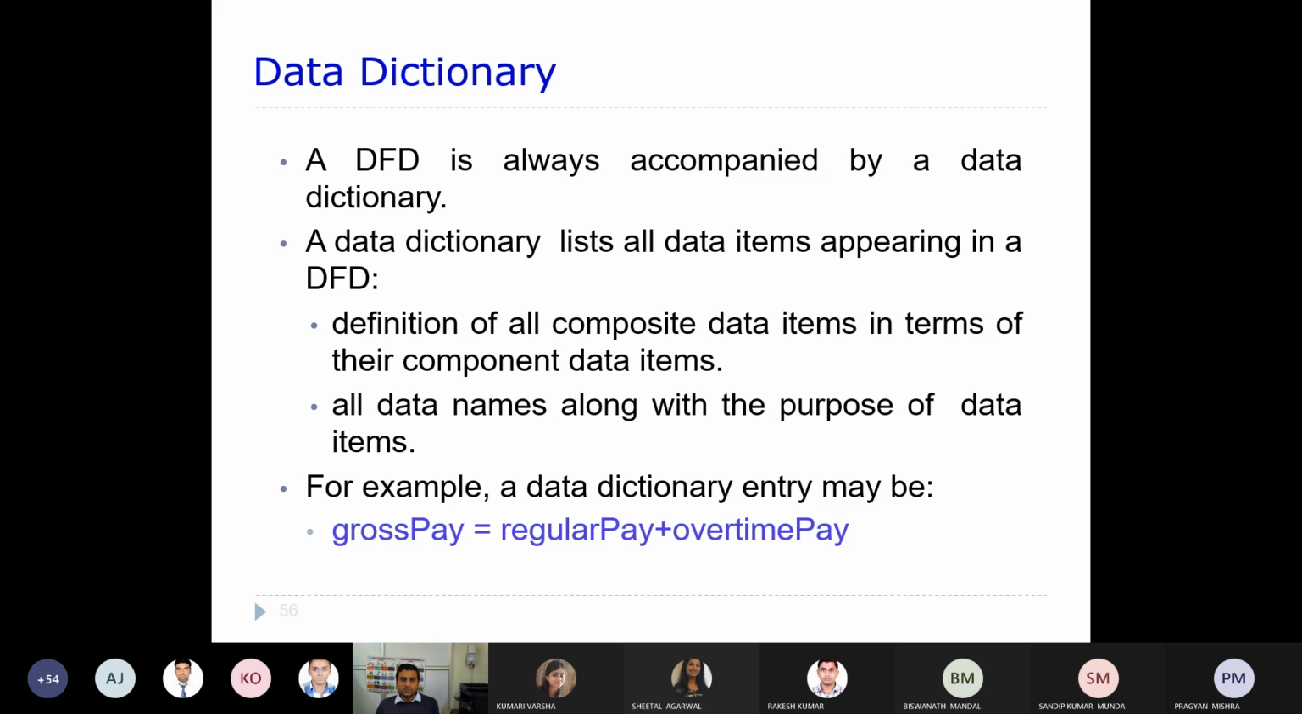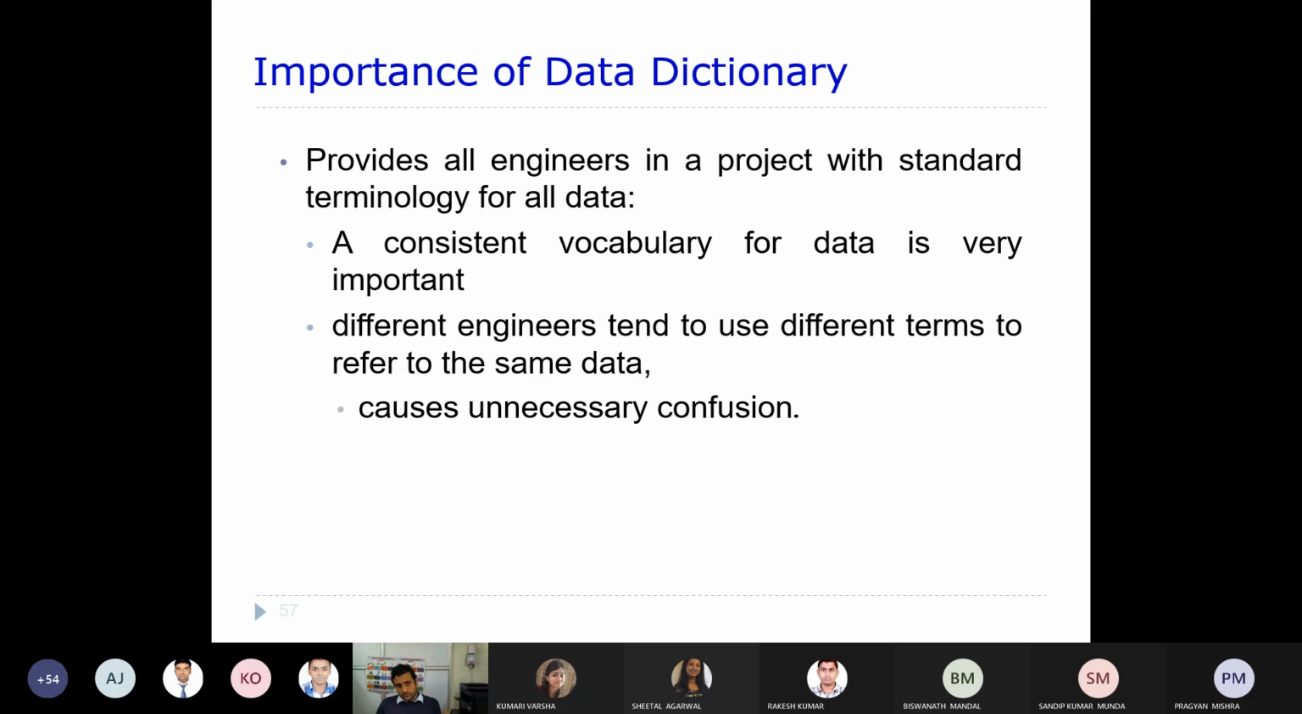So now this can be one composite data, right? So now these sort of data that appear in a particular DFD will be listed in the form of a data dictionary. Okay, now it provides all engineers in a project with standard terminology for all data.